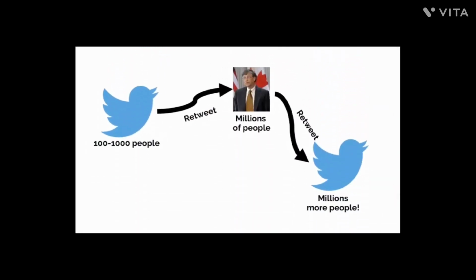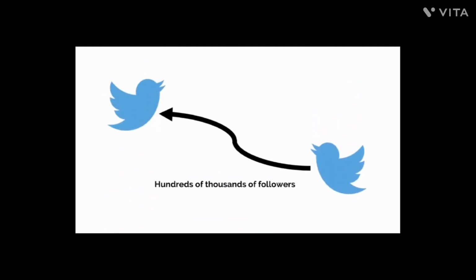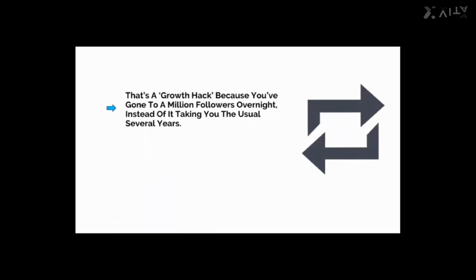But imagine if your post were retweeted by someone like Bill Gates. Suddenly, that message would be seen by millions of users. He currently has 24.6 million followers, thousands of which will probably retweet it to their thousands of followers. Some of Bill Gates' own followers would probably have millions of followers in their own right, so this effect would be repeated potentially many times over. You would get hundreds of thousands of new followers this way and would increase your influence drastically overnight. That's a growth hack because you've gone to 1 million followers overnight instead of taking it the usual several years.